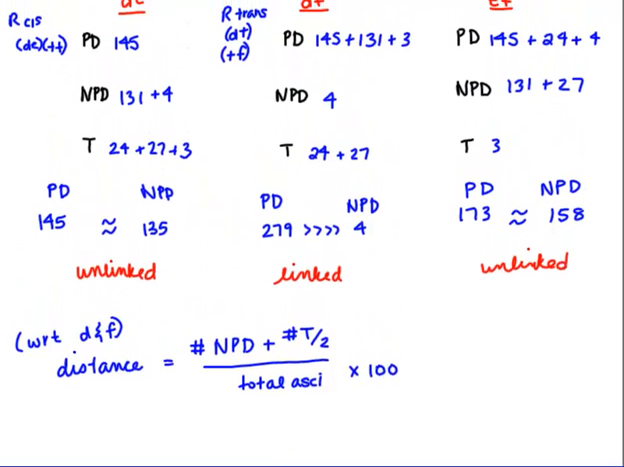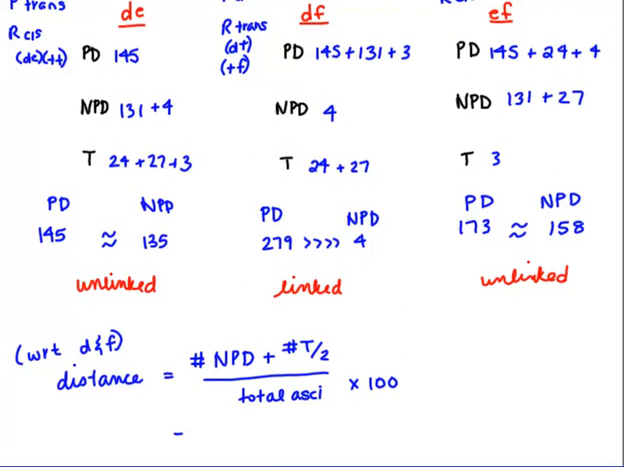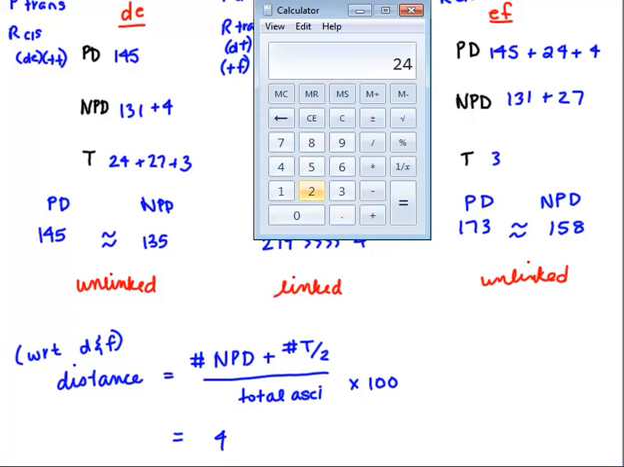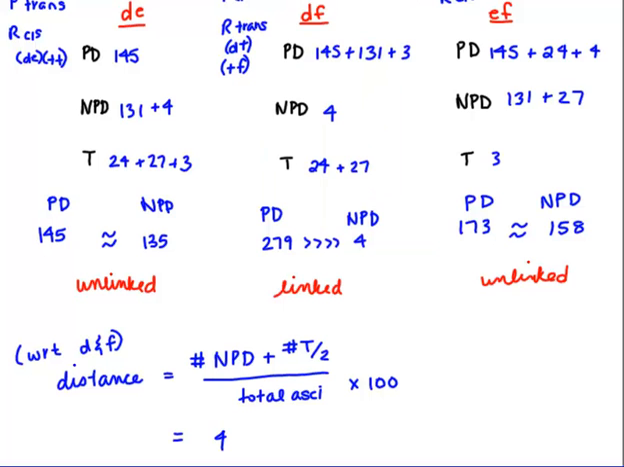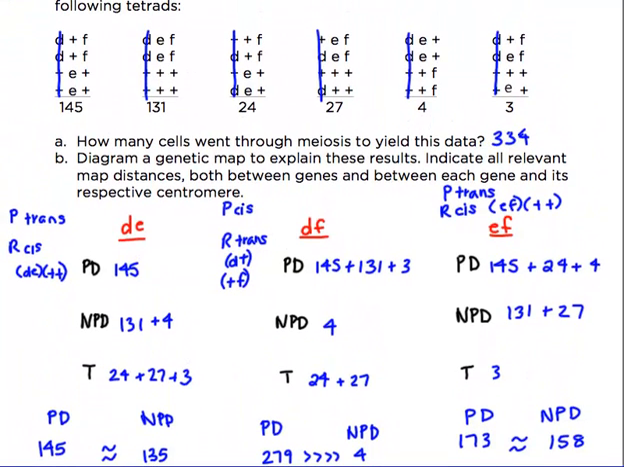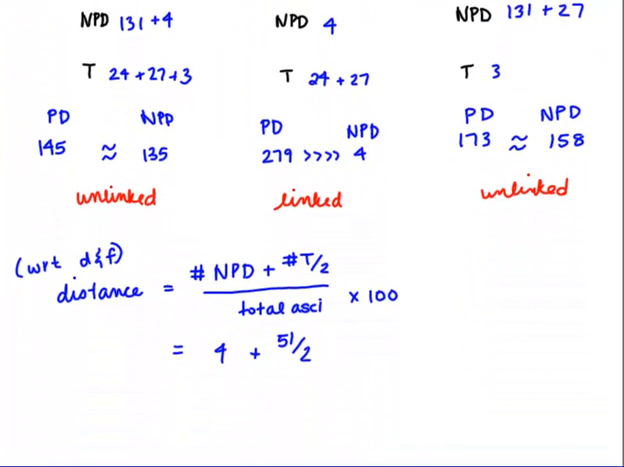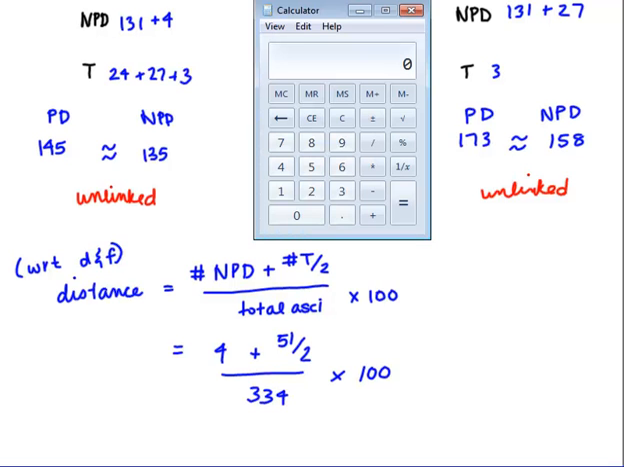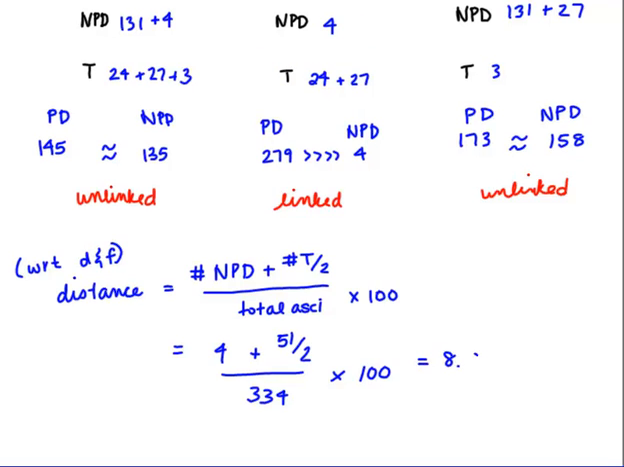So when looking at D and F, how many non-parental ditypes do we have? We have 4, right? Tetratypes, we have 24 plus 27 is 51. And how many total asci do we have? Again, remember, we have 334 asci. We'll times that by 100. So 51 divided by 2 is 25.5 plus 4, divided by 334, times 100. So we get 8.83 centimorgans between genes D and F.